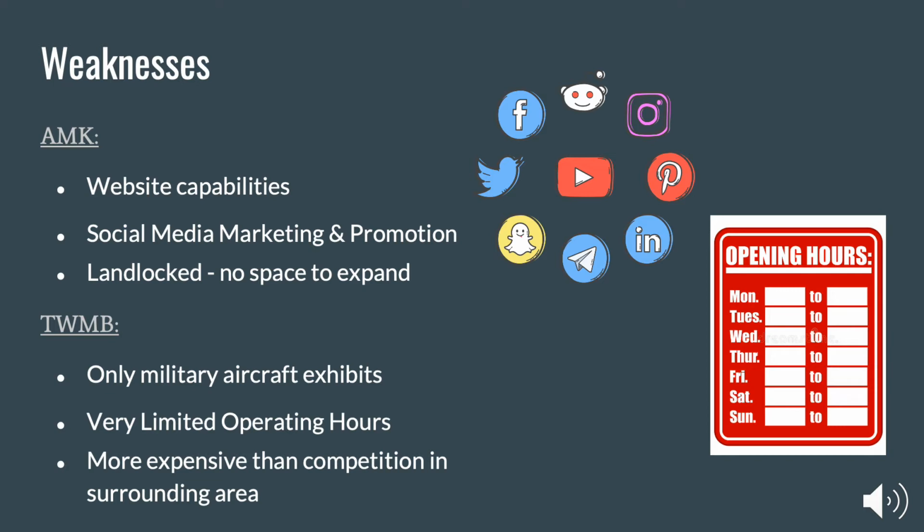The second weakness of AMK is their social media marketing and promotion. We noticed that they didn't really have a whole lot of social media marketing and promotion. They had just a very little bit on Facebook. However, we encourage them to maybe reach out and try Twitter, try Facebook, try Instagram, Snapchat stories, other things to reach a more target audience, the young family, the younger students, and different things to reach that specific audience.